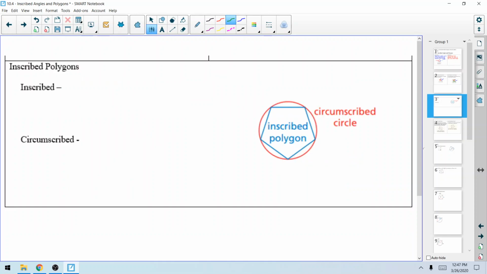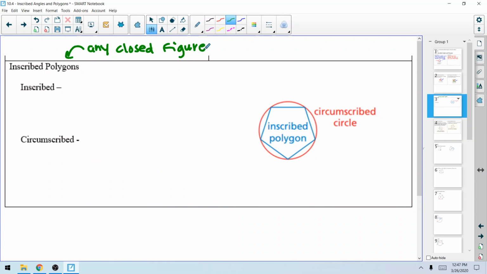Okay, inscribed polygons. So those were angles. We were just looking at an angle. Now we're going to put a polygon, which, if we forget, is any closed figure. Okay, typically we're going to be working with triangles or quadrilaterals. Those are the big ones we're going to hit.